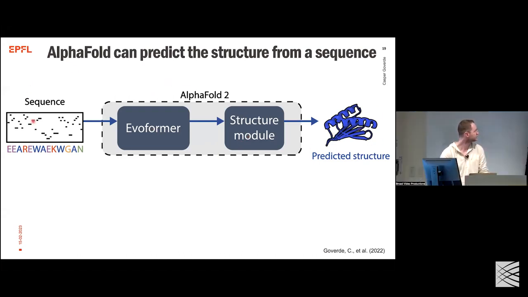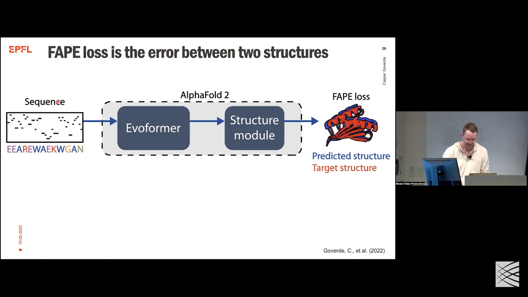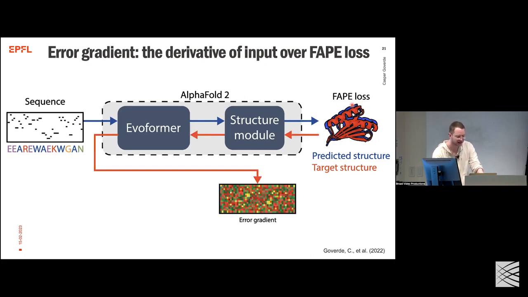So we initialize with a random sequence. And then we can take a target structure. For example, we're trying to design for this red protein structure. And we can calculate the structural loss, which in the case of AlphaFold is calculated as the FAPE loss, the frame aligned point error. And what we can do next is we can take the derivative of the input over the FAPE loss. So the way you train neural networks is you take the derivative of your weight over your loss, and then you use it to update your weights.